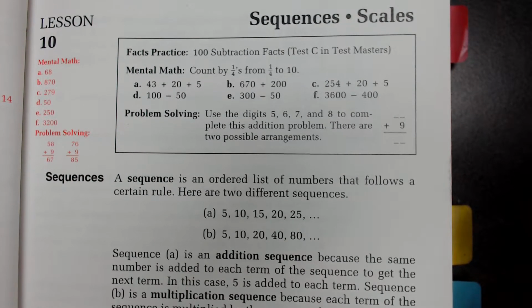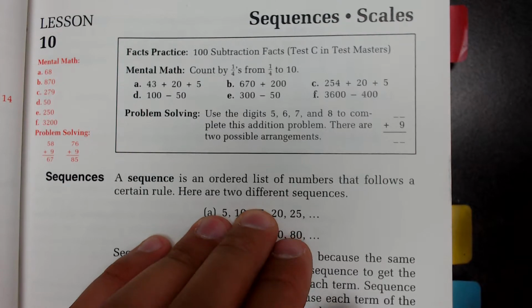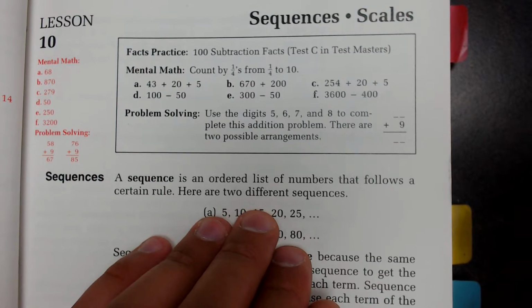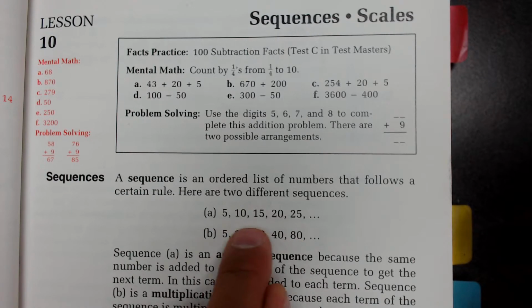So let's go over sequences. A sequence is an ordered list of numbers that follows a certain rule. And certain rules are either in some form of addition, subtraction, multiplication, or division, or the more complex sequences will have two rules at the same time. But let's look at this first set of sequences here.